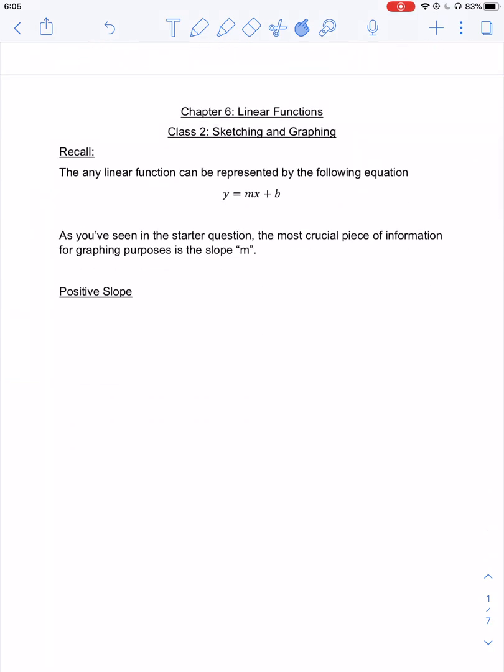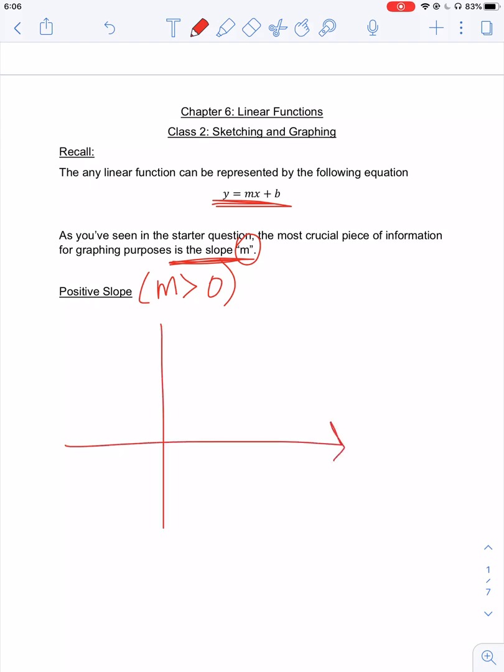Recall that any linear function can be represented by the following equation. As you've seen in the starter question, the most crucial piece of information for graphing purposes is the slope. When your slope is positive, remember your slope is m, so positive means m is greater than 0, your function will always rise. Your y-intercept could be positive, as in this case.